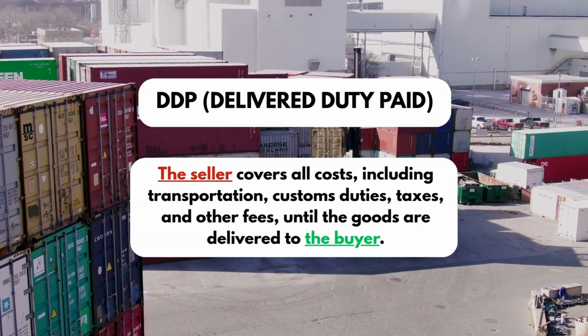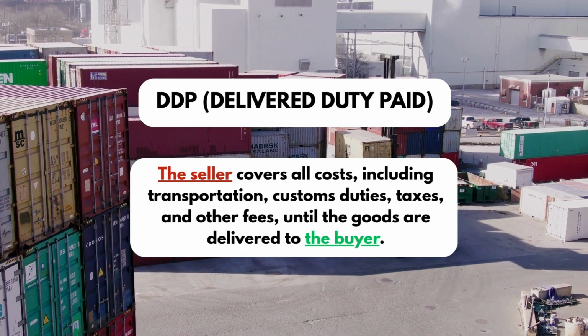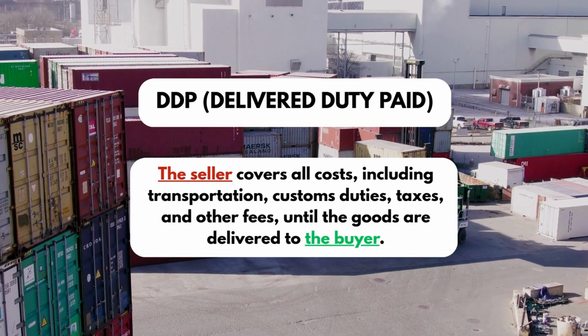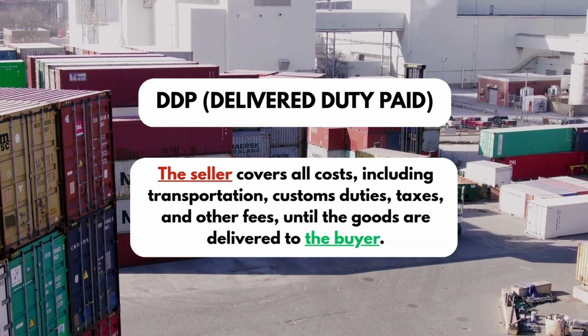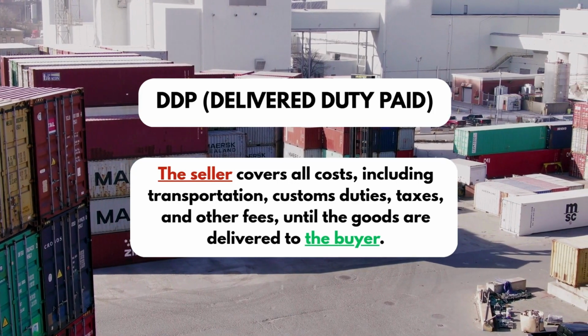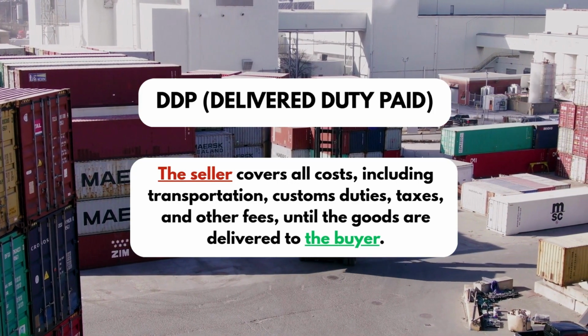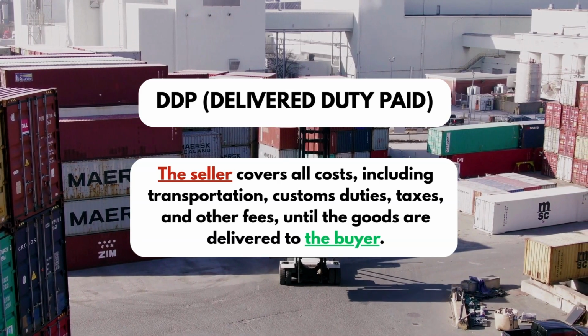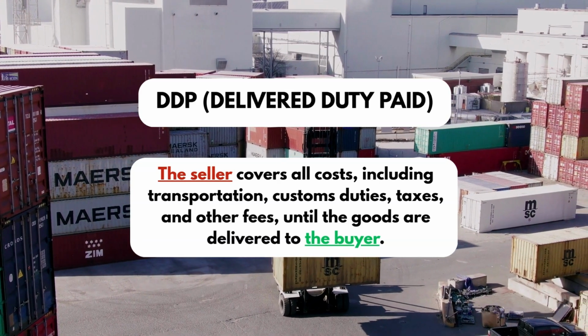DDP, Delivered Duty Paid. The seller takes on maximum responsibility. The seller delivers the goods to the buyer's premises or another named destination in the buyer's country, unloaded and ready for import. The seller assumes all risks, costs, and responsibilities, including import duties and customs clearance.